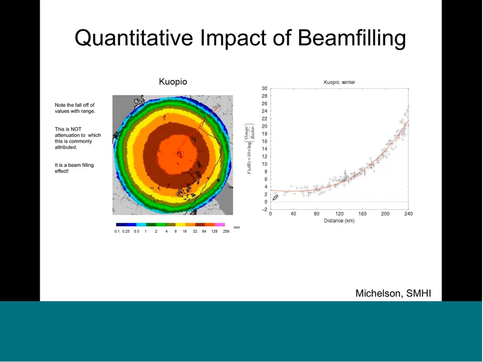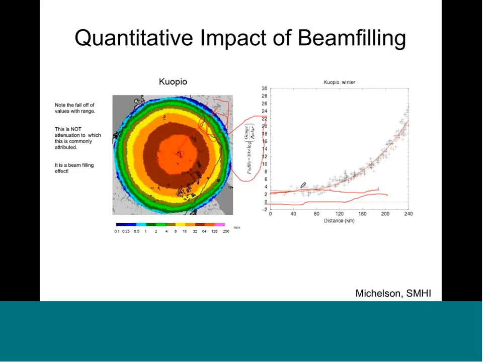So here's another way of looking at it. You take range along this axis, and what's plotted here is the rain gauge divided by what the radar is looking at. So this value here. You're dividing the rain gauge, which is presumably the same everywhere here, by the value that the radar is giving you, and you get this factor.